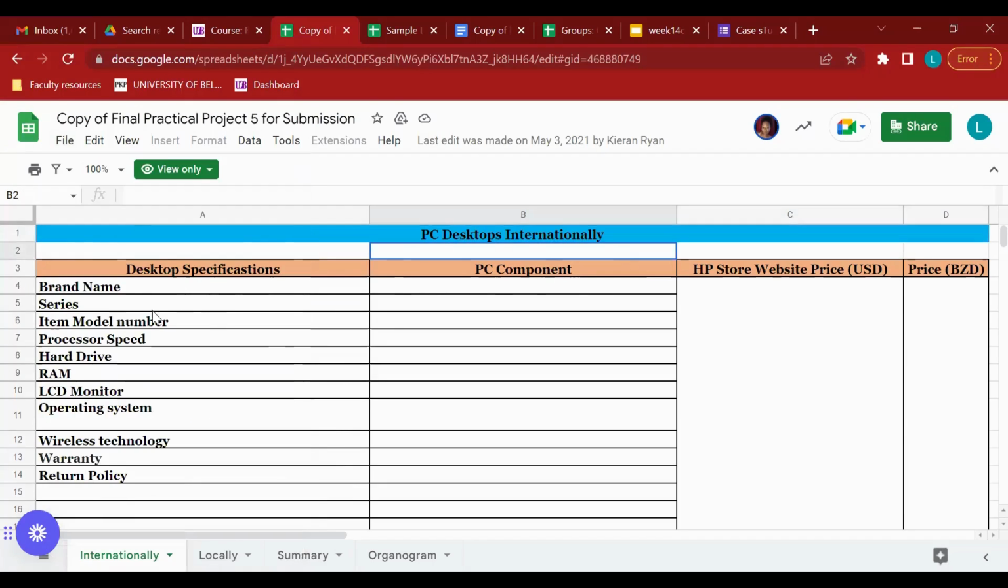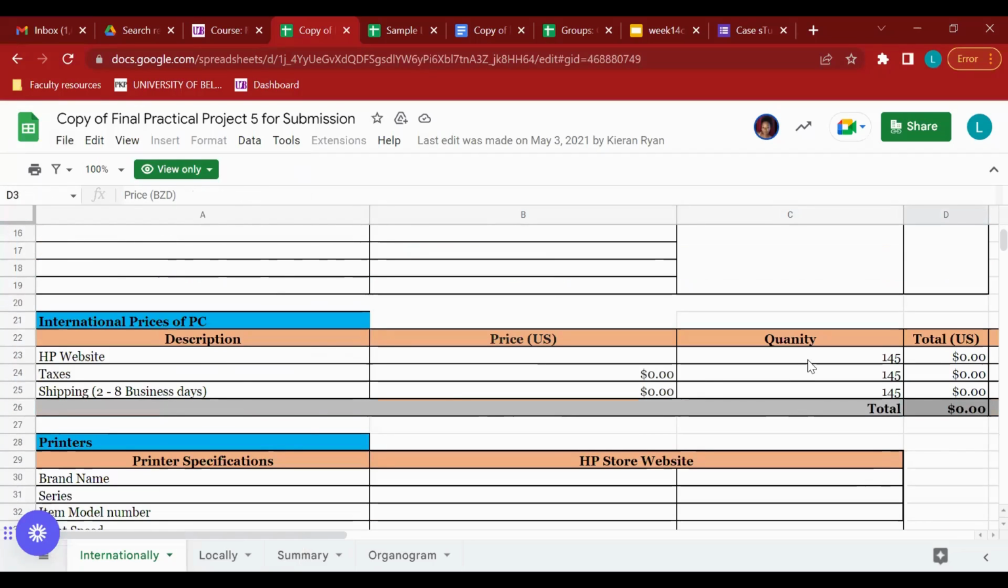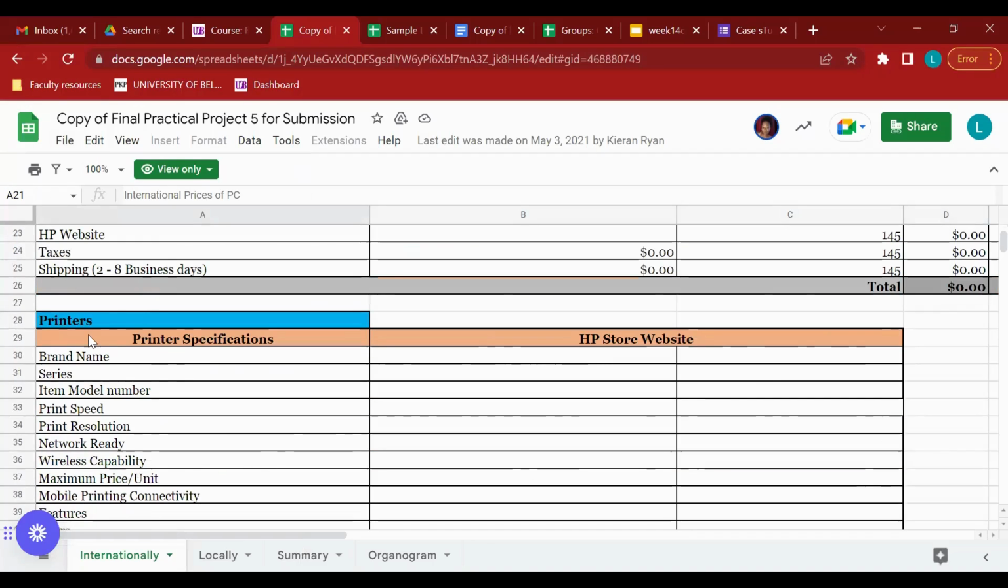But look at the table. It has the specifications. And please fix any grammatical errors that you see in the document as well. We have the PC components, the American or the online price, and then the price conversion in Belize dollars. We also have the section for international prices of PCs. Again, this table breaks down what is expected for this criteria here.